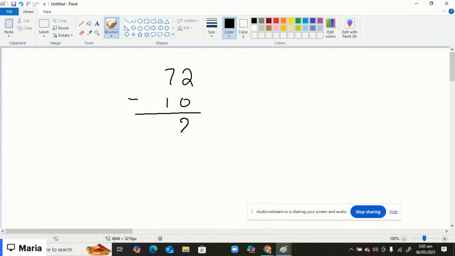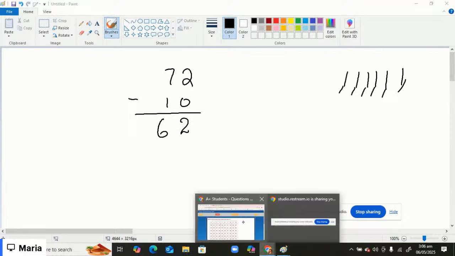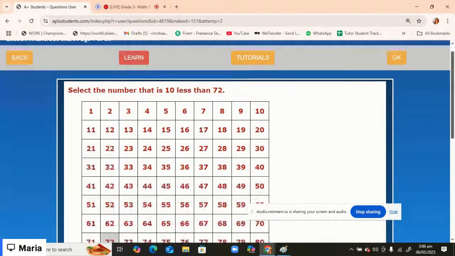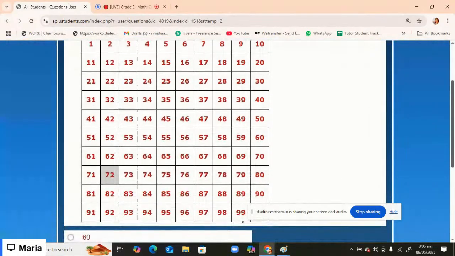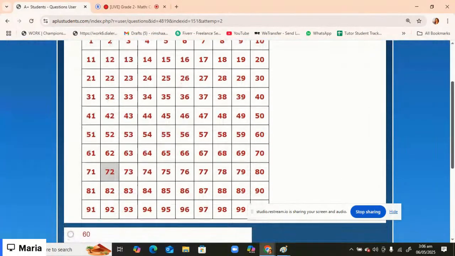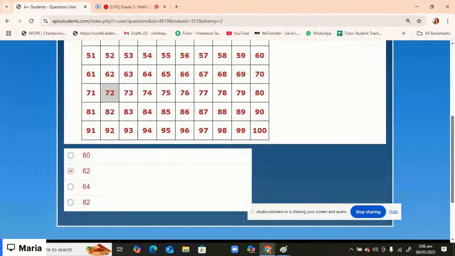2 minus 0 is 2. 7 minus 1: draw 7 lines and remove 1 line. So how many are left? That is 6. Count it, 1, 2, 3, 4, 5, 6. So that is 62. Okay, so this is 10 less than 72. 72 lies on here, so 10 less is 62. So let's select the option that is 62.